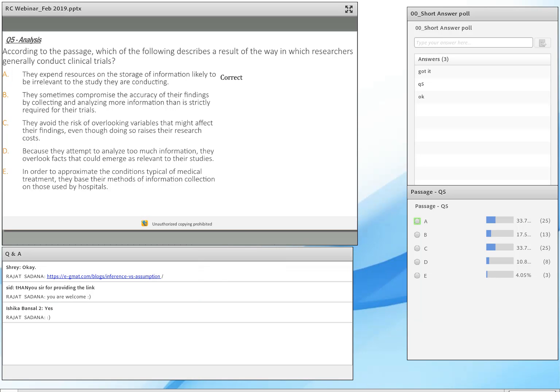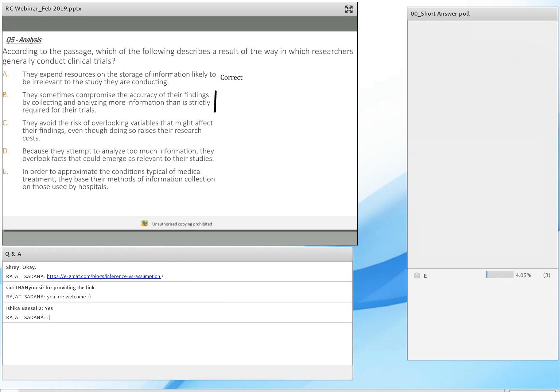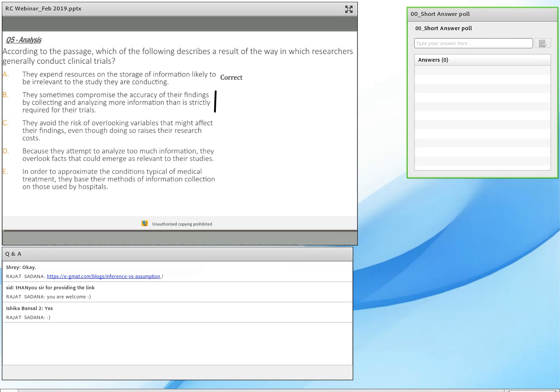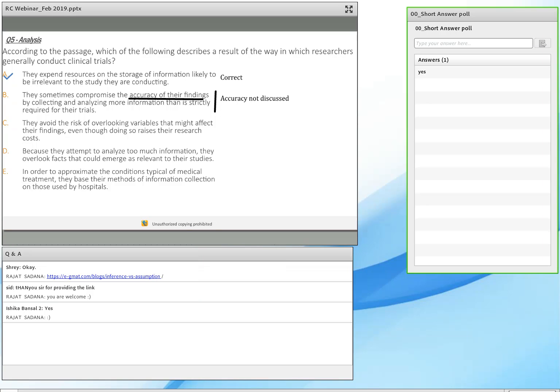They sometimes compromise the accuracy of findings by collecting and analyzing more information. The author says they collect and analyze more information, but the author nowhere in the passage says that the researchers compromise the accuracy of findings. Okay, the accuracy of findings part is not actively discussed in the passage. Folks who chose choice B, are you clear as to why this part is not correct?